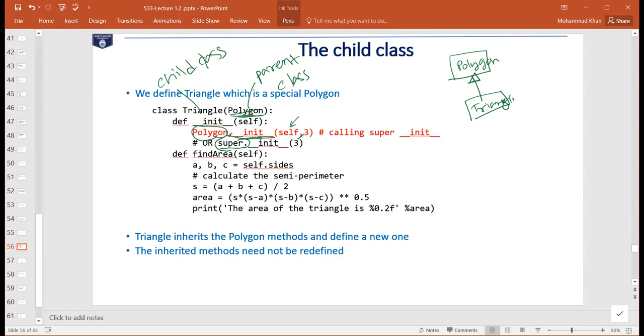But the main thing is here we can use either this construct, polygon dot name of the method, then self, then 3, or we can use super dot name of the method, and we are not using the self here, just the 3. So with 3, we are passing an argument saying that we need 3 sides from the polygon class because it's a triangle class. But in this slide we are trying to show that if you use this construct, we don't need to use the self keyword.